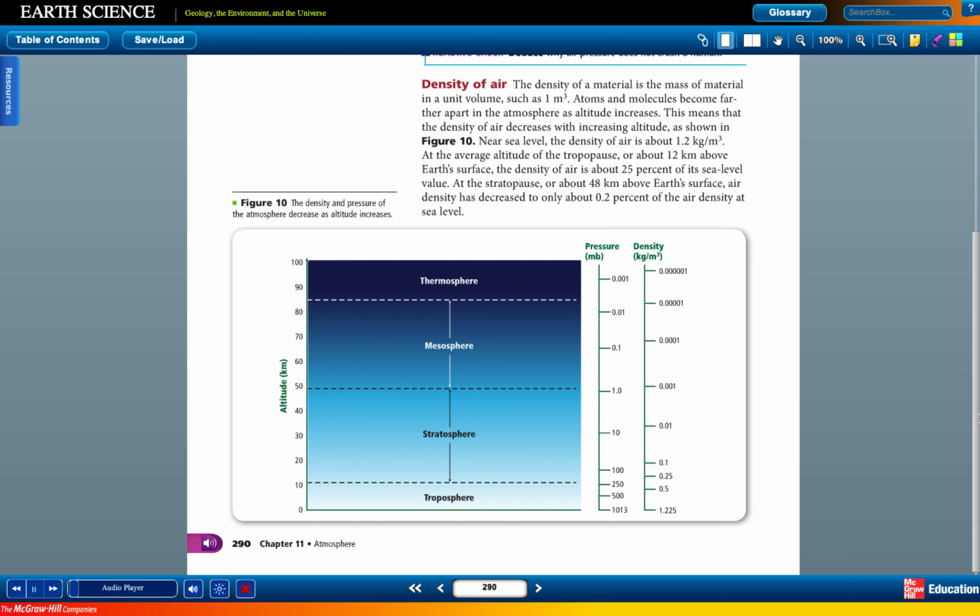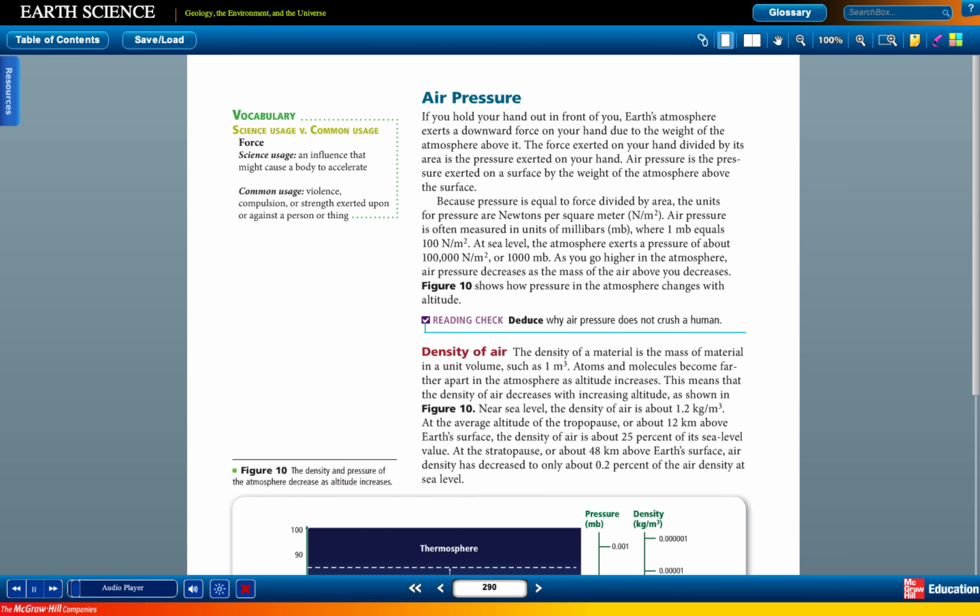Air pressure. If you hold your hand out in front of you, Earth's atmosphere exerts a downward force on your hand due to the weight of the atmosphere above it. The force exerted on your hand divided by its area is the pressure exerted on your hand. Air pressure is the pressure exerted on a surface by the weight of the atmosphere above the surface. Because pressure is equal to force divided by area, the units for pressure are newtons per meter squared.